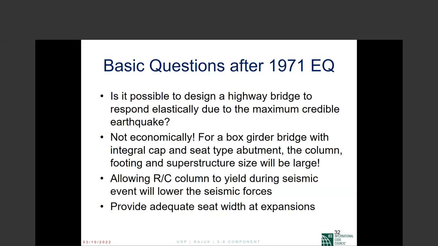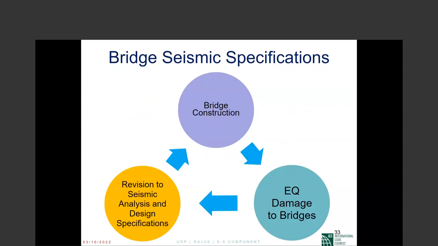So please pay attention that even if you do a ductile design of a column and a ductile design of the bridge based on yielding of the column, it doesn't mean that the biggest earthquake will not damage the bridge. Even though the seismic force is limited by the capacity of the column, the bigger earthquake will cause bigger deformation. So detailing will become extremely important. That's why we need to provide adequate seat width at expansion joints and at the abutments.